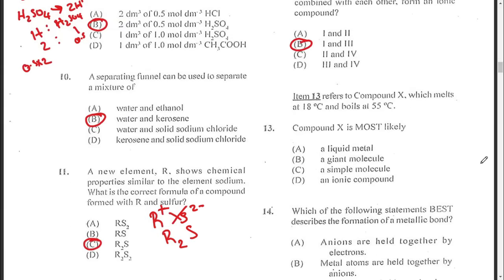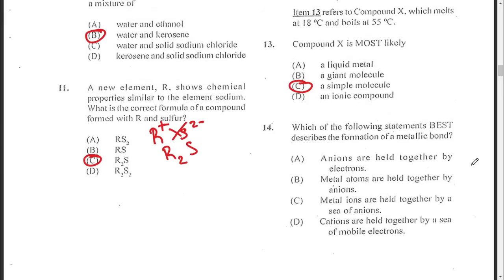Item 13 refers to compound X, which melts at 18 degrees Celsius and boils at 55 degrees Celsius. Compound X is most likely a simple molecule. Question 14. Which of the following statements best describes the formation of a metallic bond? D. Cations are held together by a sea of mobile electrons.